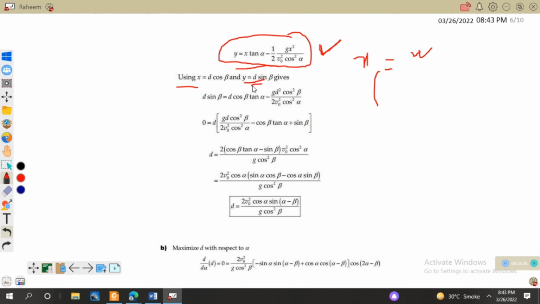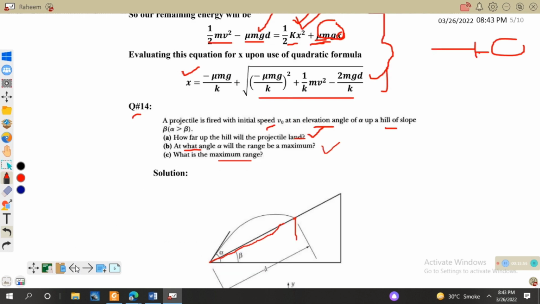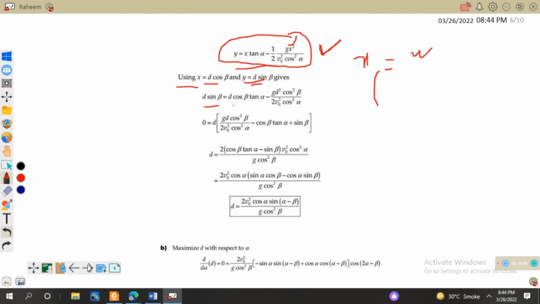So we put y is d sin beta here and x is equal to d cos beta, and again here we need to put the value of x as d cos beta and simplify this expression for d, because we are seeking the range d, the horizontal distance of this inclined plane. This is the horizontal distance that the projectile will cover if it is projected along the inclined plane.